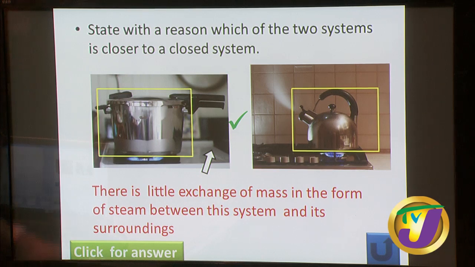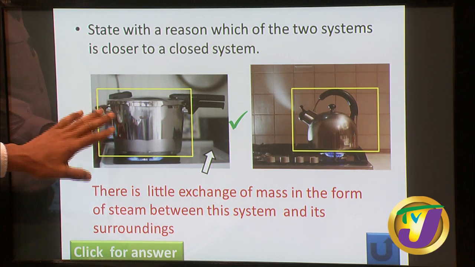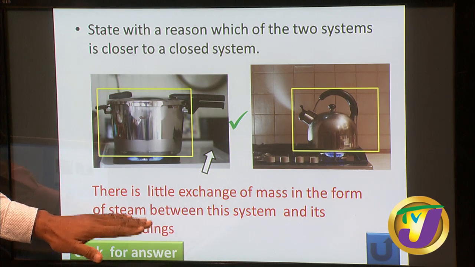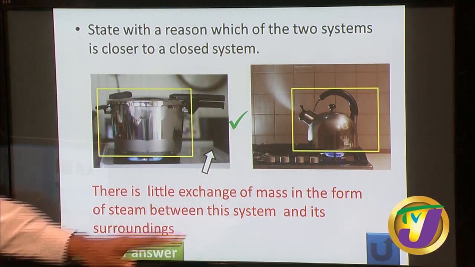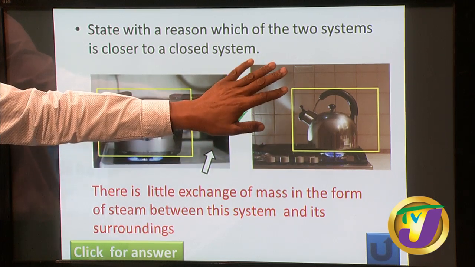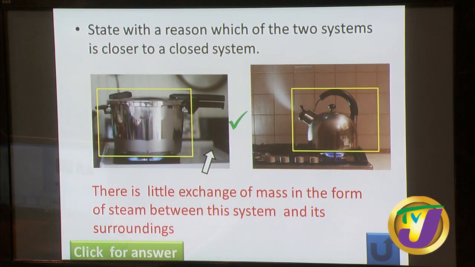Okay. We see that this is closer to a closed system because there is little exchange of mass in the form of steam between the system and its surroundings. Here we see steam leaving the system and going out to the surroundings, and you know that steam is water vapor which has mass, so that there is a mass interchange there. All right, so that's all right.